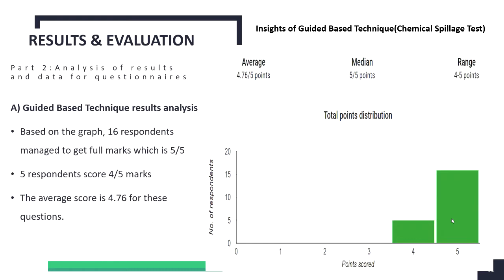And on your right side is the graph of insights of guided-based technique for chemical spillage test. So based on the graph, 16 respondents managed to get full marks, which is 5 over 5, and 5 respondents scored 4 over 5. The average score is 4.76 for this question.